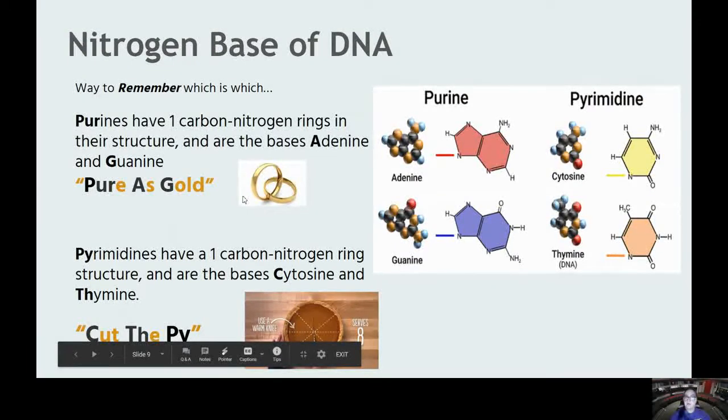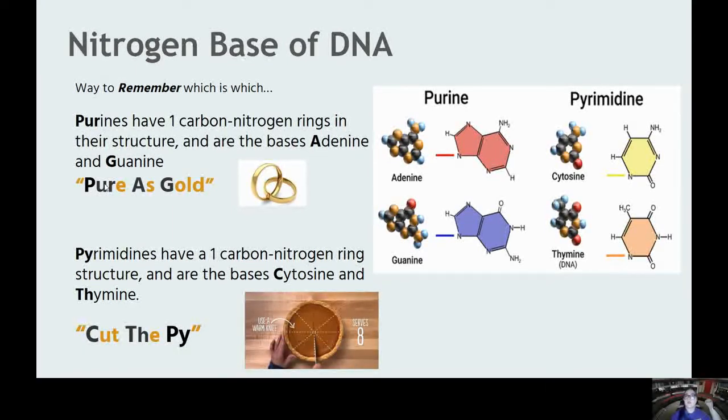So to remember which ones are which, purines, you can remember the phrase "pure as gold." Purine, A for adenine, and G from gold for guanine. So pure as gold. And then for pyrimidines, you can remember "cut the pie." Cut from cytosine, the from thymine, pi from pyrimidine. Okay? Hope that helps.